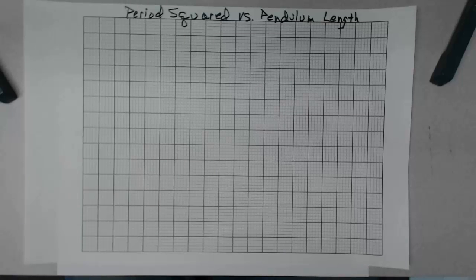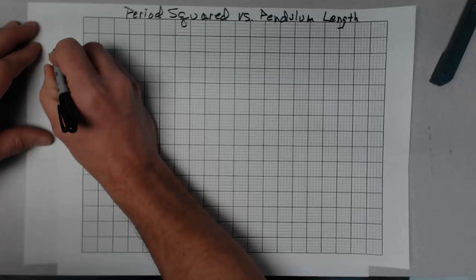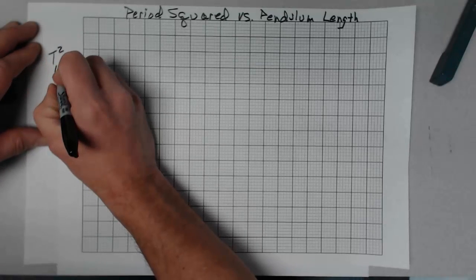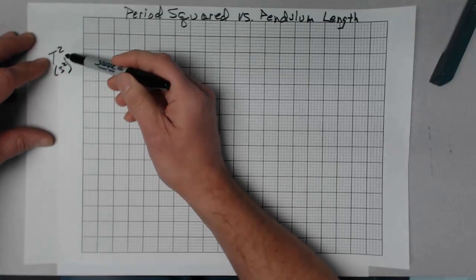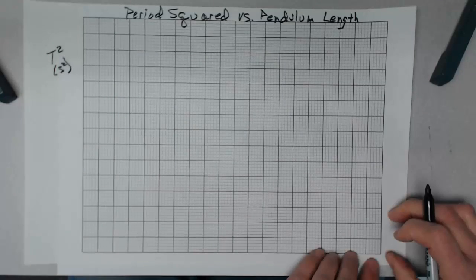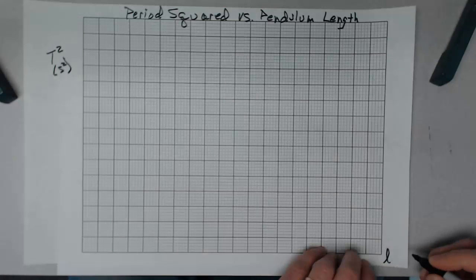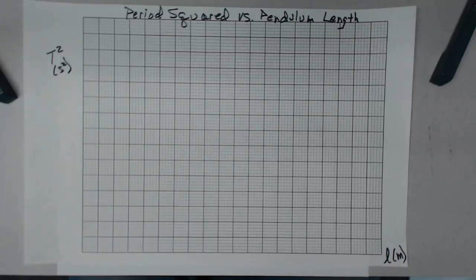Next thing I want to do is put labels on my axes that represent whatever that axis represents. My vertical axis I'm going to have be t squared. It'll have units of seconds squared. And so I've got both the quantity represented on the axis, t squared, and the appropriate units for it. My horizontal axis will be L, and it'll have units of meters. So I've got both of those things. Now I have to select a scale for each of those axes.